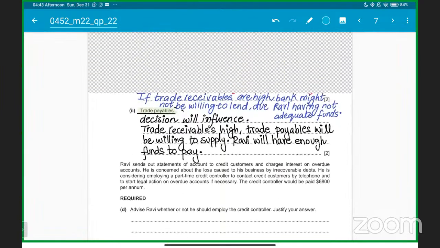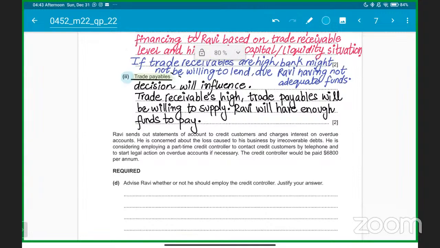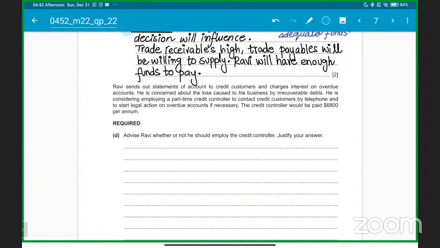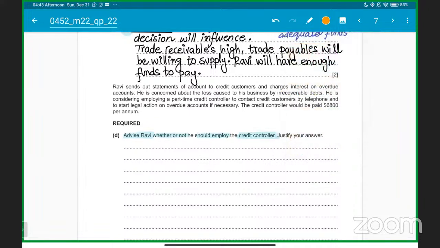And in this question, what we say here is theory. You can just remember it or learn it. But when we talk about the 5 marks part, we need to understand that we have to give both sides of the advice to Ravi, whether or not he should employ the credit controller. कि employ करना चाहिए credit controller को और नहीं करना चाहिए. Definitely it's a control account question, तो theory भी उससे related ही होगी, right? So let's talk about it quickly.